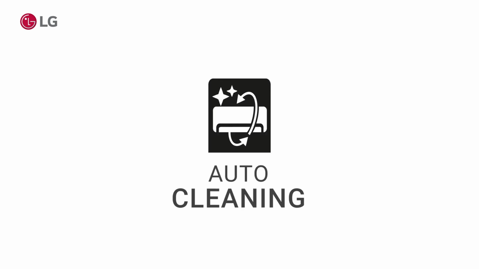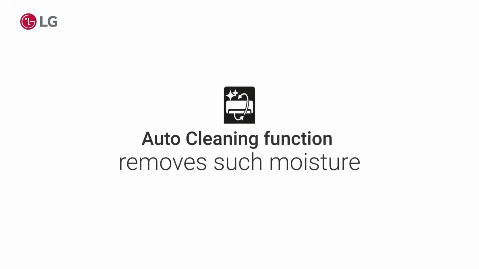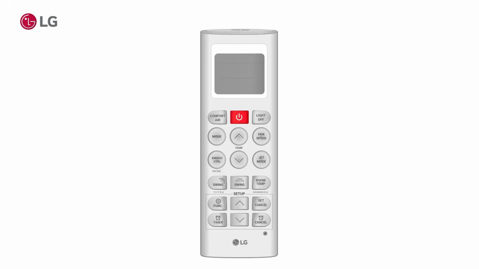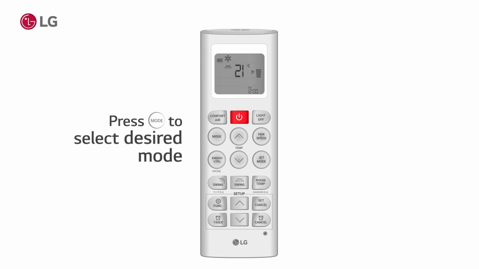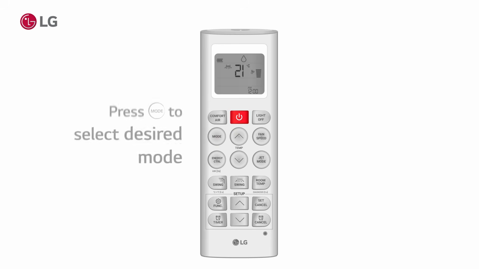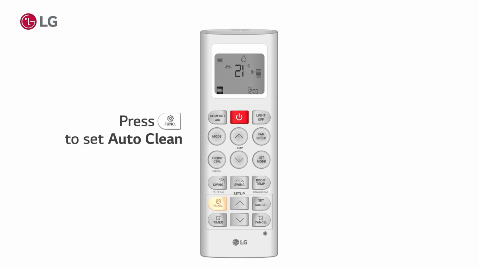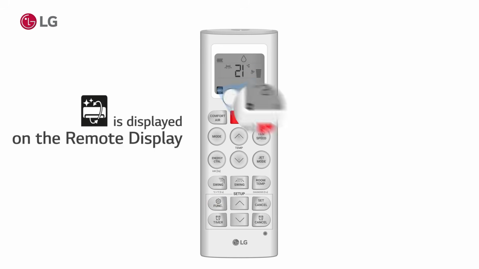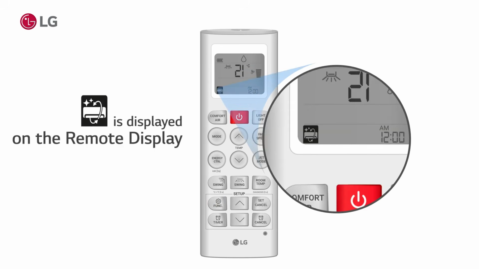Here's how to use the auto clean function, which can remove moisture from your AC. Select the desired mode by pressing the mode button on your remote. Then press the function button to set it to auto clean. This icon will display on the remote to indicate auto clean mode has been activated.